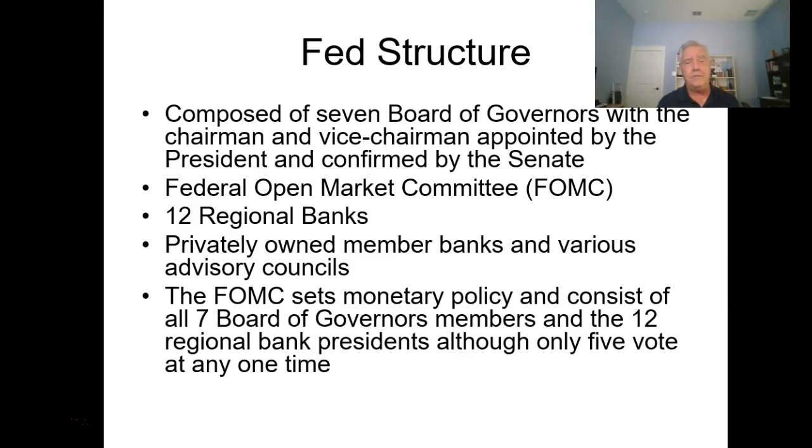So the FOMC sets monetary policy, consists of all 7 board members and the 12 regional bank presidents, only though 5 vote at any one point in time. So when FOMC meets, the 7 board of governors are part of it. The 12 regional bank presidents are part of it, but only 5 of the regional bank presidents get to vote on policy set down by the Federal Open Market Committee in any meeting.